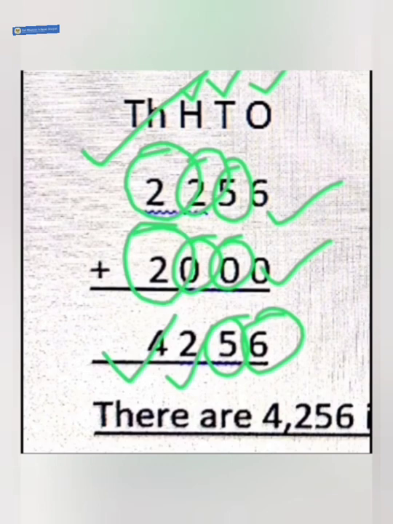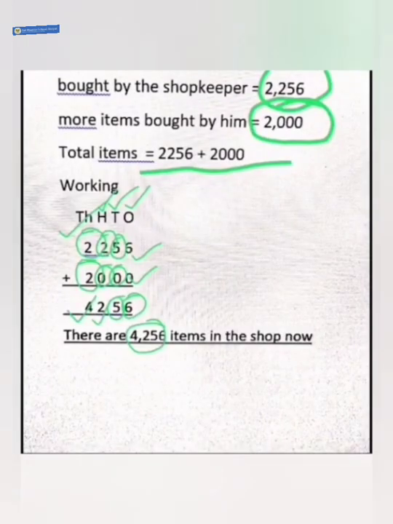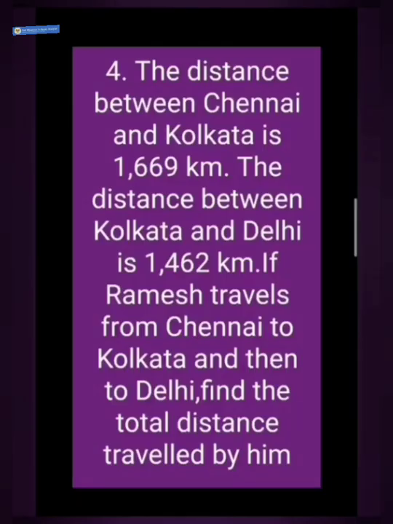Now let us look at the concluding statement. The final sum is 4256. So concluding statement is there are 4256 items in the shop. Let's read question number 4 from the worksheet. The distance between Chennai and Kolkata is 1669 kilometers. And the distance between Kolkata and Delhi is 1462 kilometers. If Ramesh travels from Chennai to Kolkata and then reaches Delhi, find the total distance travelled by him.